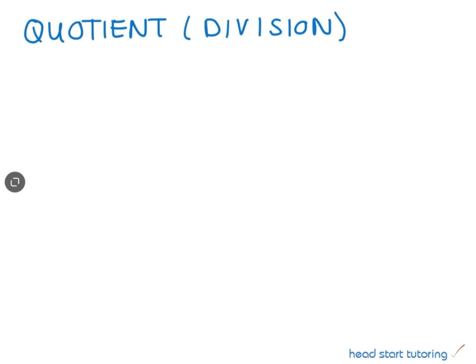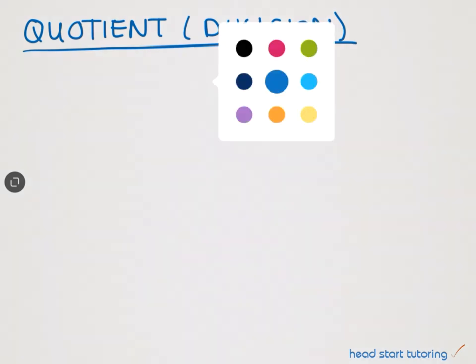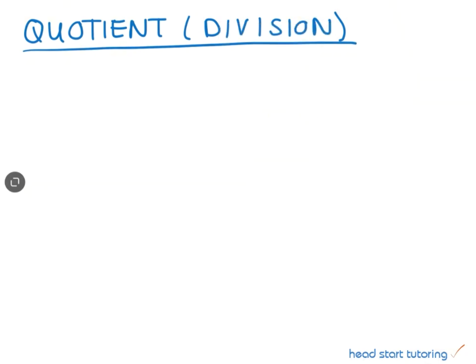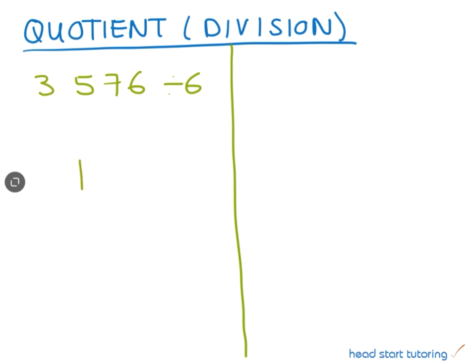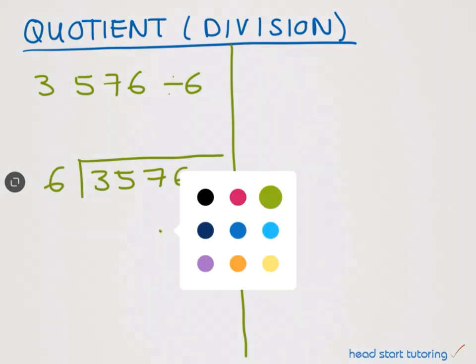When we are asked to find the quotient of 2 numbers, that means we are working with divisions. So if we are asked to find the quotient of 3,576 and 6, that means we divide 3,576 by 6. So we do that in our division house, and we put 3, 5, 7, 6 inside the house and 6 outside the house.